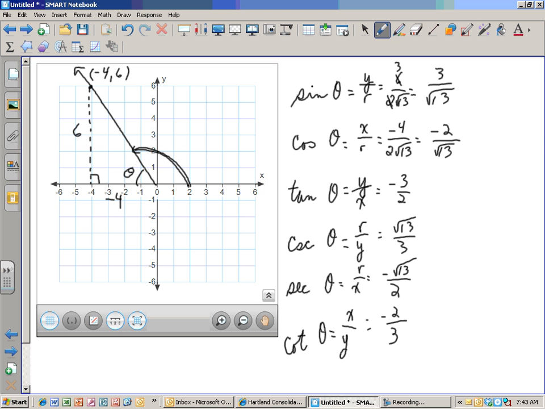Okay. What quadrant are we in? Second. If you look at my trig functions, sine and cosecant are positive. All the others are negative. All right, that was problem 43. That's how you do all those problems from 37 to 47.